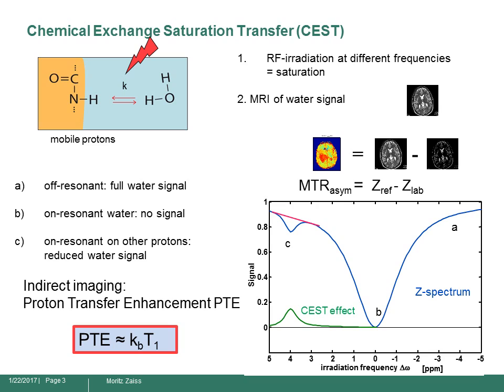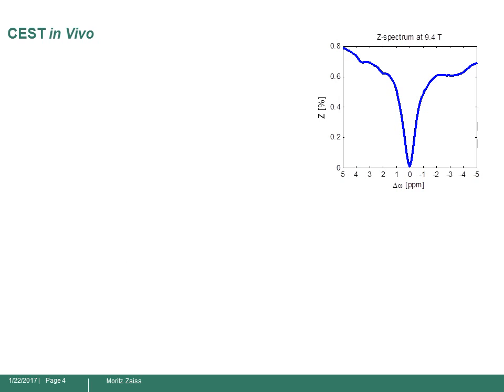The important thing is that this indirect imaging method has an enhancement factor called the proton transfer enhancement, and this is approximately the exchange rate of this process times T1. So if the exchange rate is 100 Hertz and the T1 is 1 second, then we have a 100 times higher signal compared to spectroscopy. And this is what makes CEST so interesting.